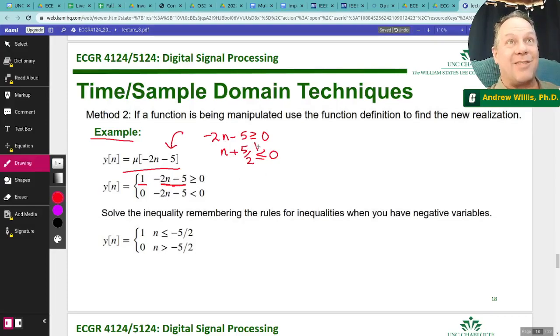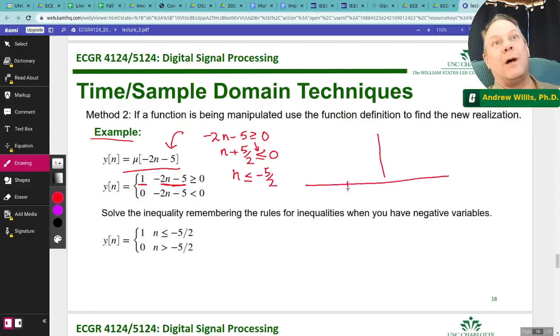Yes, very important. Now I say n is less than or equal to minus 5 over 2. Okay, that is how easy that is. So if I were to plot this, this will be equal to 1 when n is less than or equal to negative 5/2. So if I were to plot this, would the plot start at minus 5/2 or minus 2.5? Should I go out to minus 2.5 on the n-axis, and then say that it's 1 here?